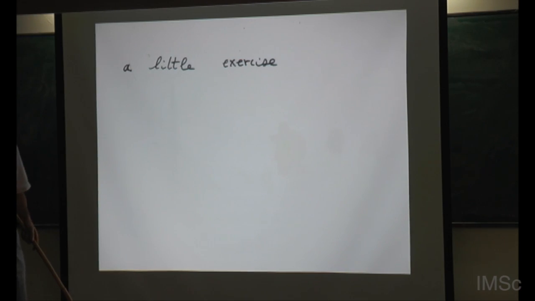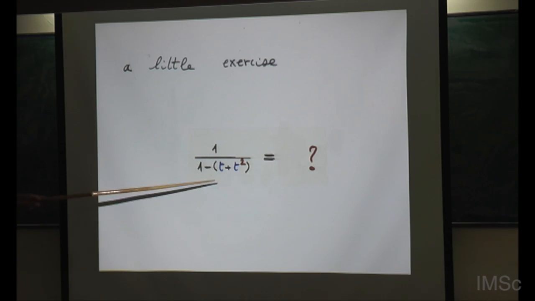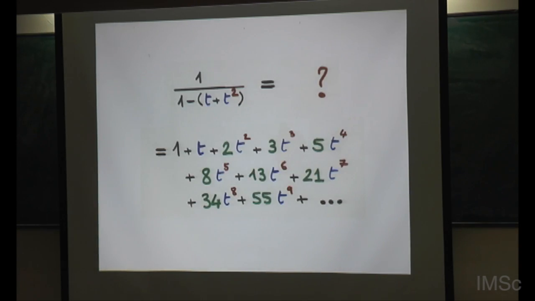Now, a little exercise. What is 1 over 1 minus t minus t^2? I claim that this is an expansion of this rational fraction into a formal power series. And the green numbers, 1, 2, 3, 5, 8, 13, 21, you recognize classical numbers. Now, after Catalan numbers, we have the Fibonacci numbers. So in fact, this is a generating function for Fibonacci numbers.